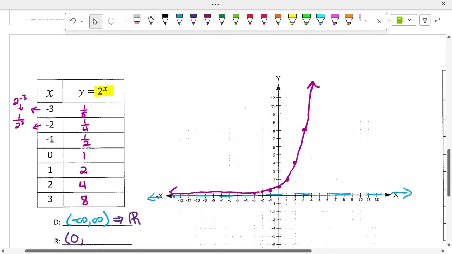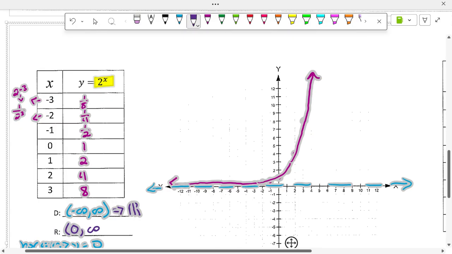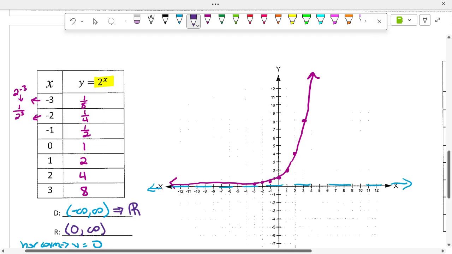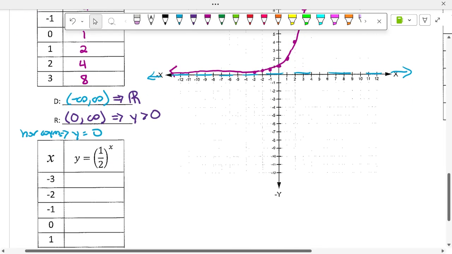Now, what's the highest value? Infinity, because it's going on forever. So, another way you could write this is y has to be greater than 0. So, your y values are greater than 0.